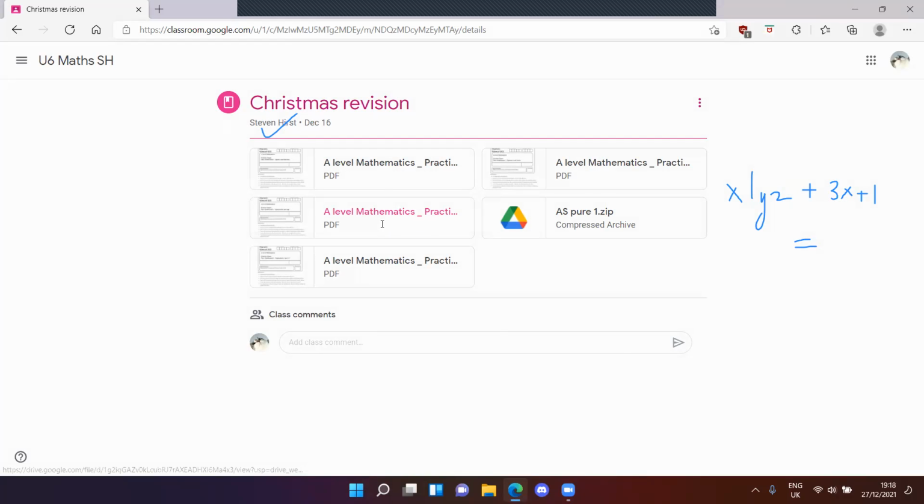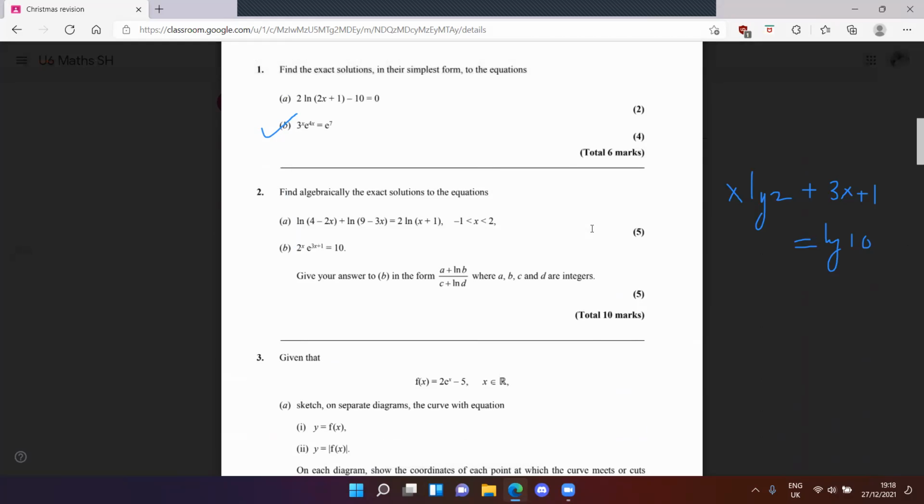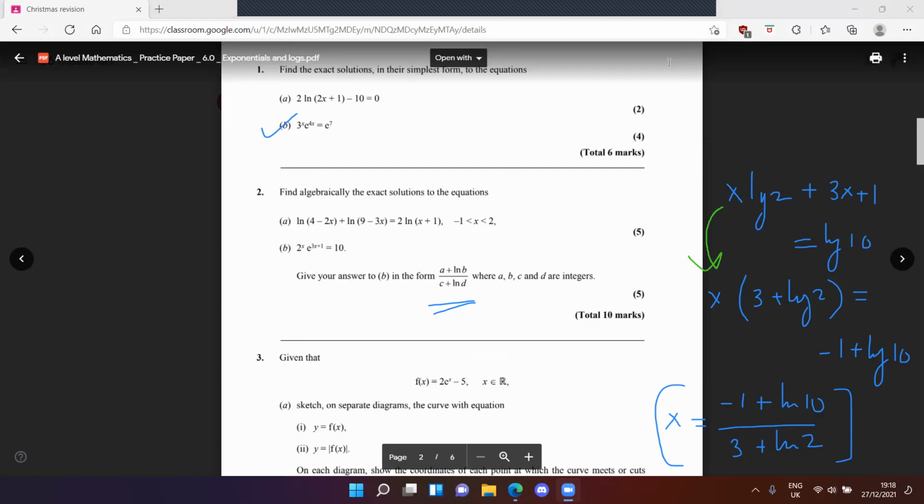So if you take x common, you'll get 3 plus log 2 is equal to, I can say, -1 plus log 10. So x is equal to -1 plus ln 10 over 3 plus ln 2. And exactly, we have found the solution in this form. So if you want A, B, C, D, A is -1, B is 10, C is 3, and D is 2.